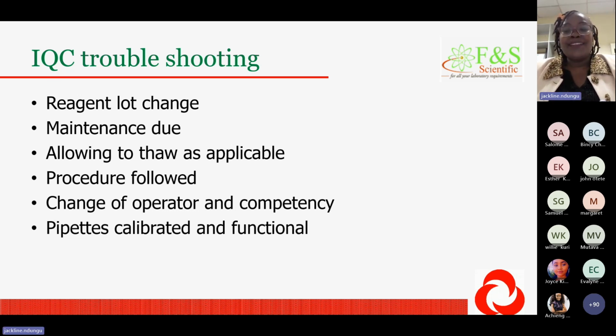Another thing to look at is, as I had told you, the competency of this staff. Maybe the person who is running it has changed. Is this person competent enough? When you're doing dilution of the lyophilized material, have you calibrated your pipettes?